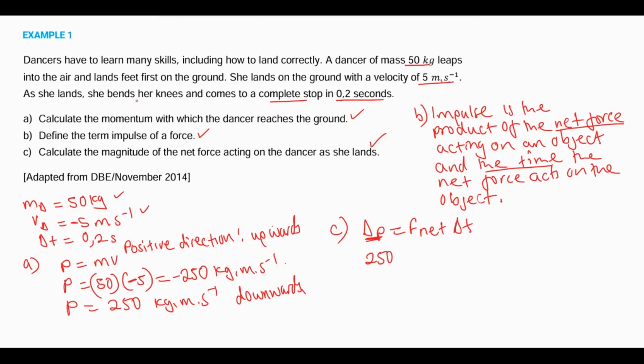It says that she bends her knees and comes to a complete stop, meaning that the final velocity is 0, and the final momentum is going to be 0. So the magnitude of the change in momentum is 250, which is equal to F net times delta T, which is 0.2 seconds. Then divide by 0.2 on both sides of the equation. We get that F net is equal to 1250 newtons.